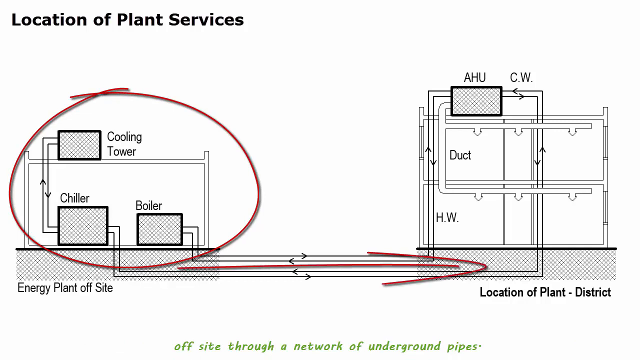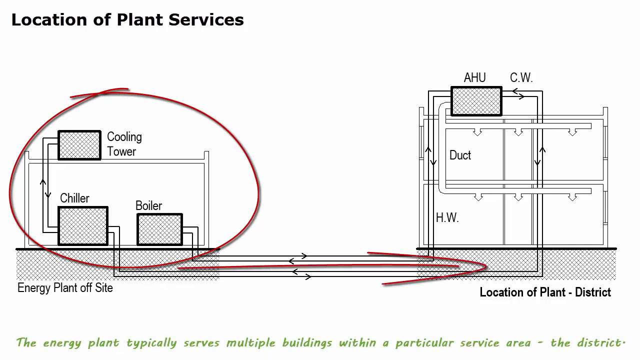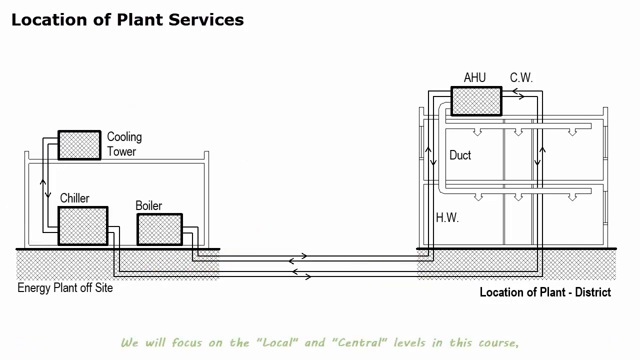In a district system, cooling and heating capacities are provided by an energy plant off-site through a network of underground pipes. The energy plant typically serves multiple buildings within a particular service area, the district. We will focus on the local and central levels in this course, which involve generating cooling and heating media on site.